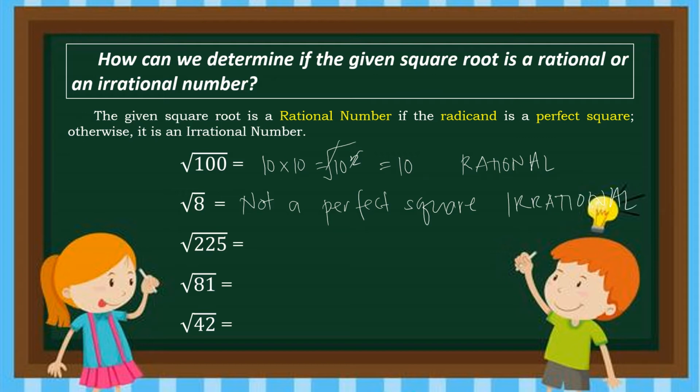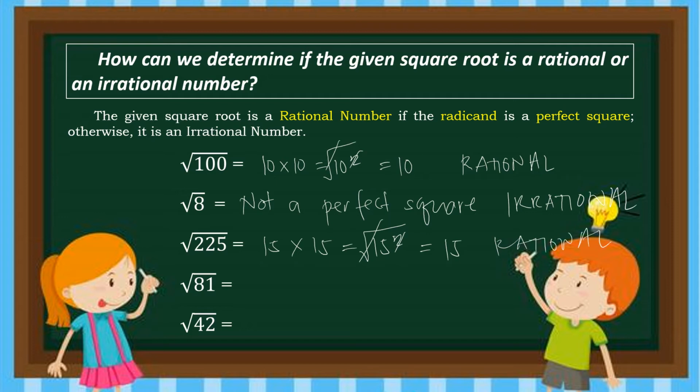How about the square root of 225? Okay, so the square root of 225 is 15 times 15. So, 15 times 15 is equivalent to 15 squared. And getting the square root of 15 squared, we get 15. So, perfect square siya kasi product siya ng number na minultiply sa sarili niya ng twice. So, siya ay tinatawag din nating rational number.